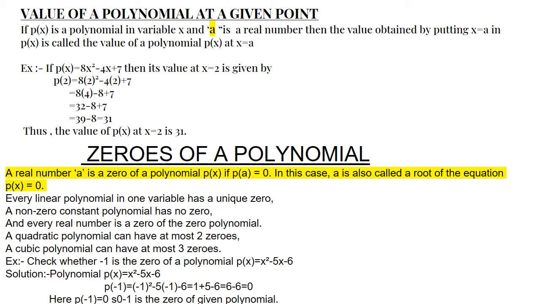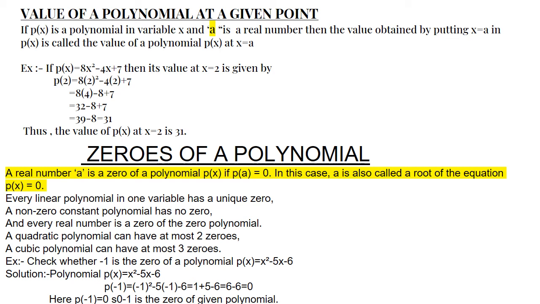That means if we substitute here x equal to 2, we get the value 31. Suppose we substitute x equal to minus 2, at the point p(minus 2), if it is 0, then minus 2 is said to be a zero of the polynomial. This is the quadratic polynomial. So a quadratic polynomial can have at most 2 zeros. Like that, a cubic polynomial can have at most 3 zeros.